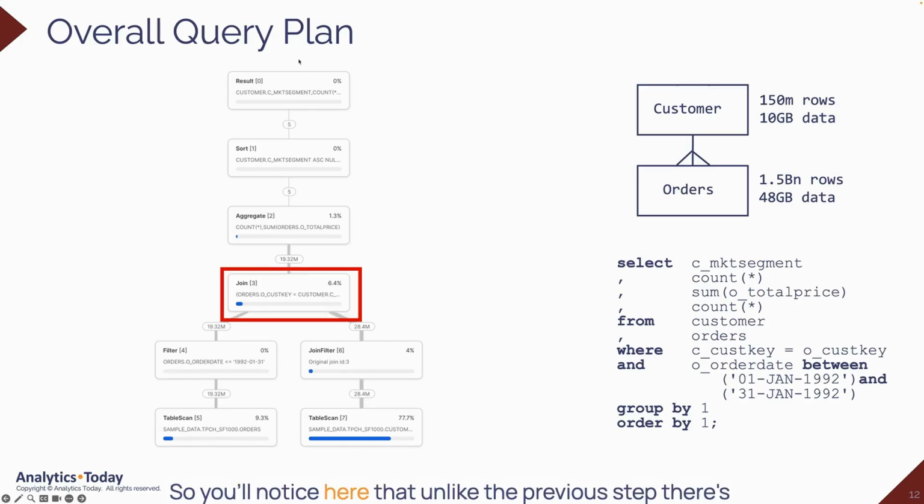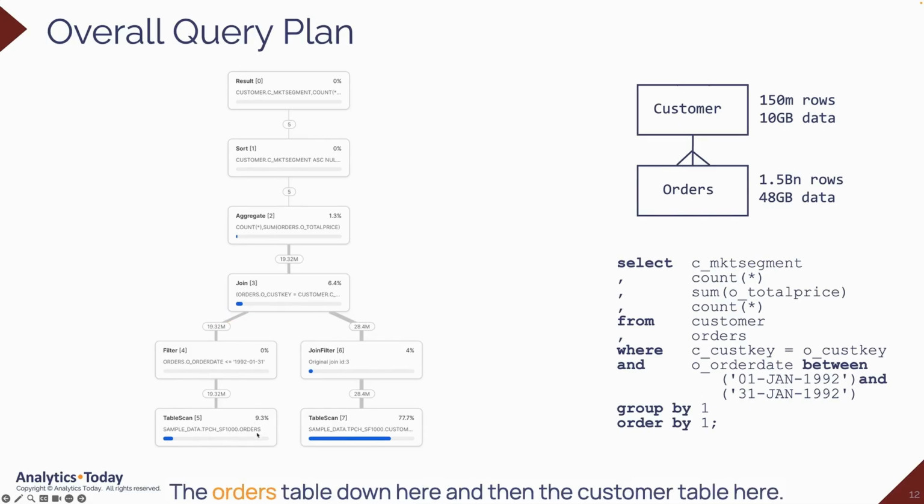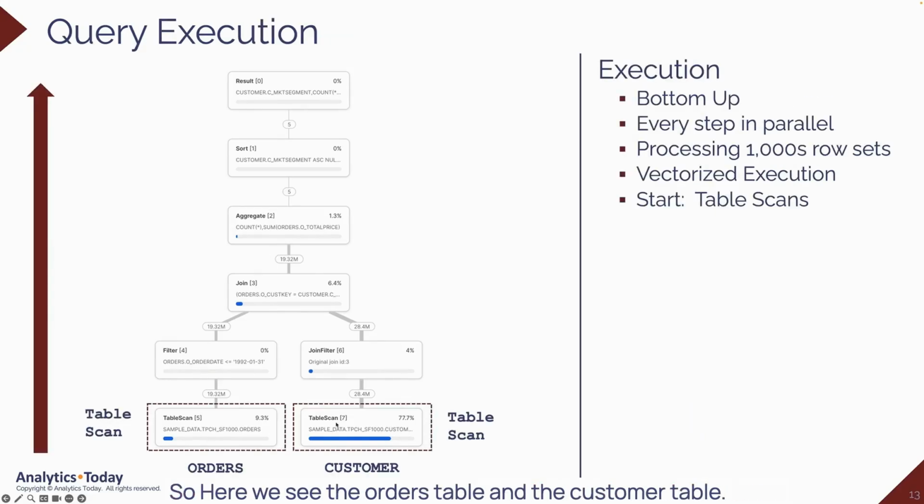So you'll notice here that unlike the previous step, there's actually a fork in the road, and that's because of this join operation, which is going to join the results of the two tables, the orders table down here, and then the customer table here. So here we see the orders table and the customer table. Again, we start from the bottom up, but it illustrates an interesting point. Each of these operations, each step, is actually being executed in parallel.